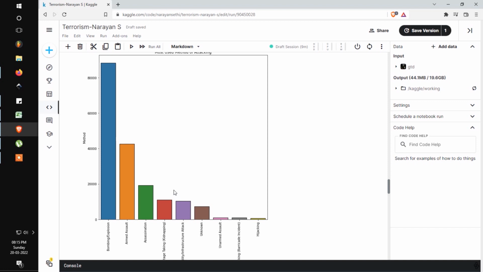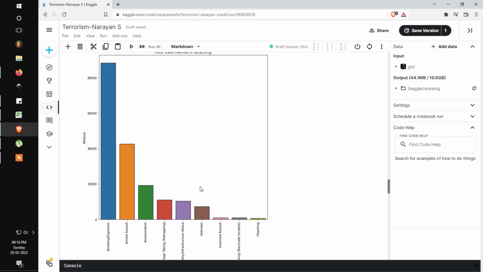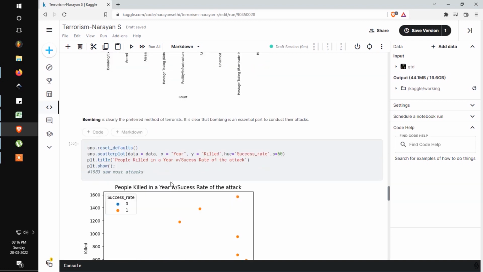Next up, we see the most used method of attacking, and as we can see, bombing is the most often used method of attacking, followed by armed assault and assassinations. Bombing is clearly the preferred method of terrorists, and it is clear that bombing is an essential part of conducting their attacks.